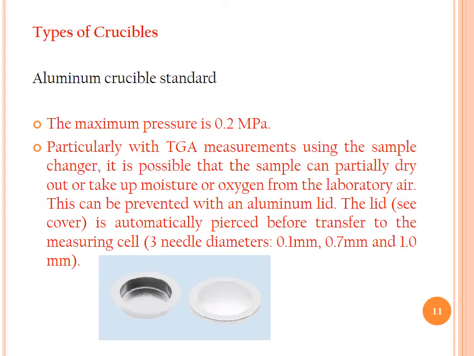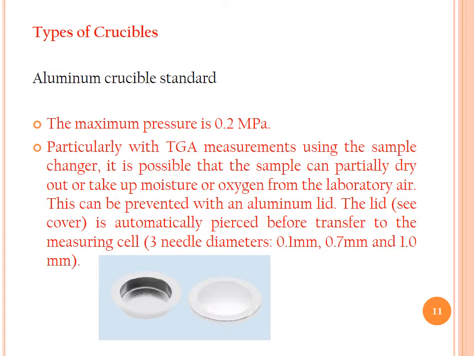Particularly with TGA measurement using the sample changer, it is possible that the sample can partially dry out or take up moisture or oxygen from the laboratory air. This can be prevented with an aluminium lid. To protect the sample from the atmosphere of the lab or any other atmosphere, it can be protected by placing the lid on that particular crucible. The lid is automatically placed before transfer to the measuring cell.